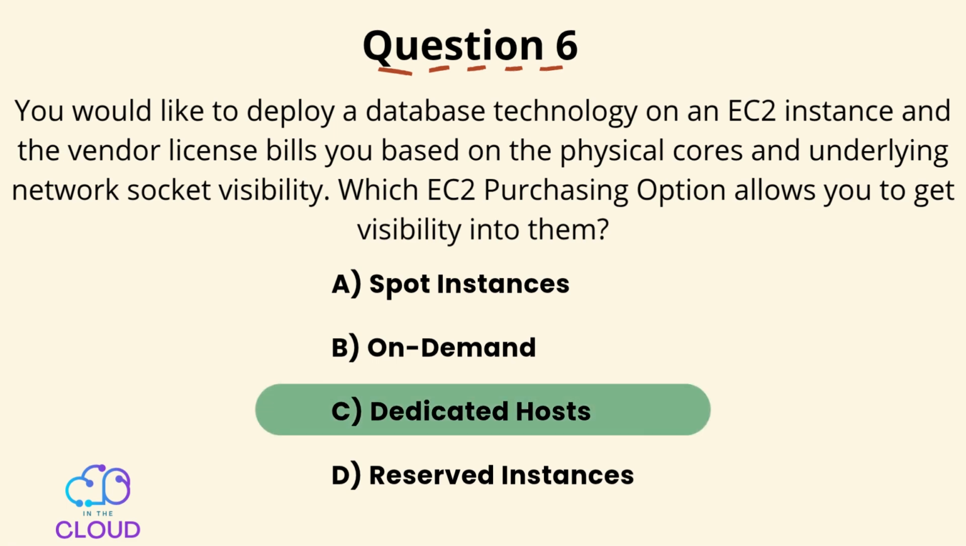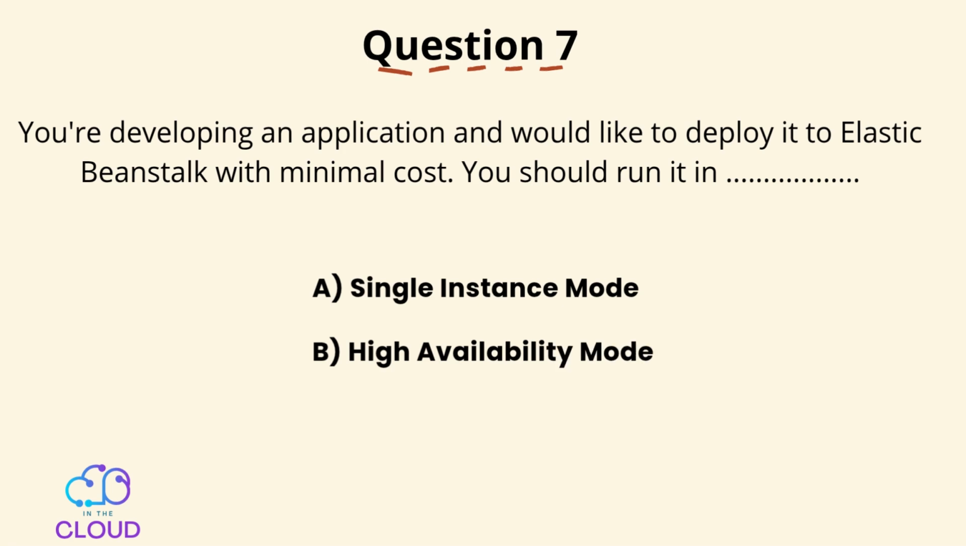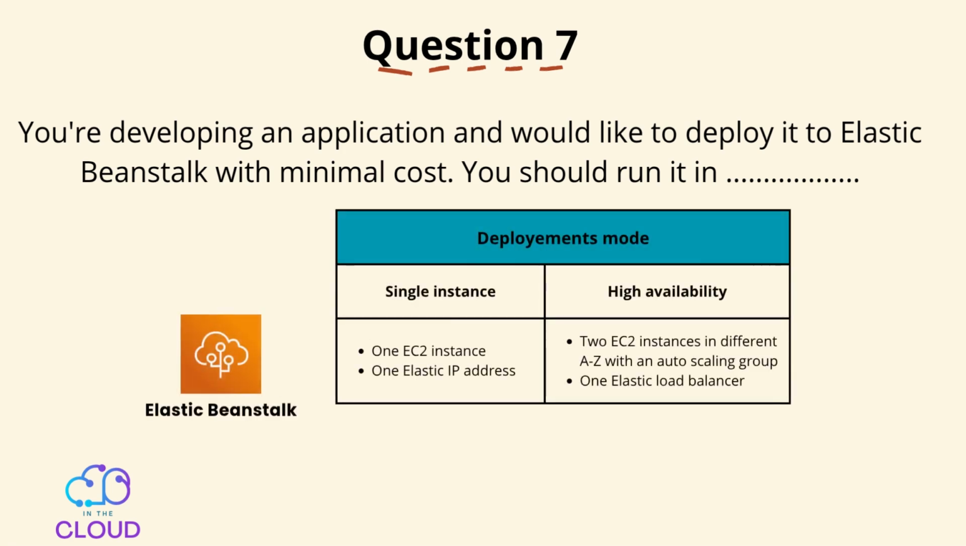Question 7. You're developing an application and would like to deploy it to Elastic Beanstalk with minimal cost. You should run it in A. Single instance mode. B. High availability mode. The single instance mode will create one EC2 and one Elastic IP address, while the high availability mode will create two EC2 instances in different AZs with an elastic load balancer and an auto-scaling group.